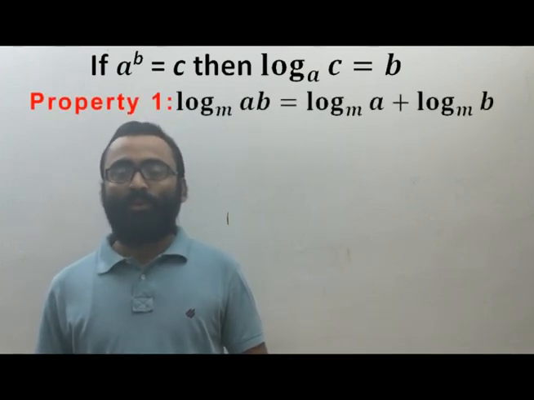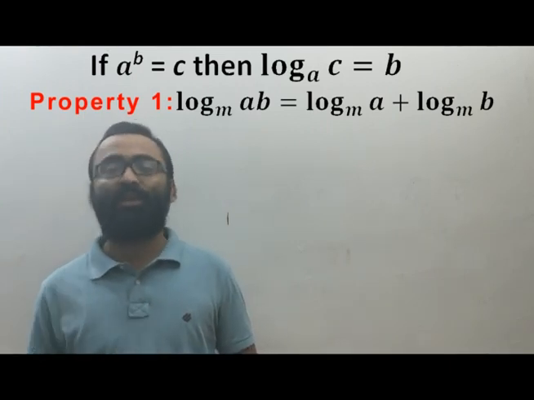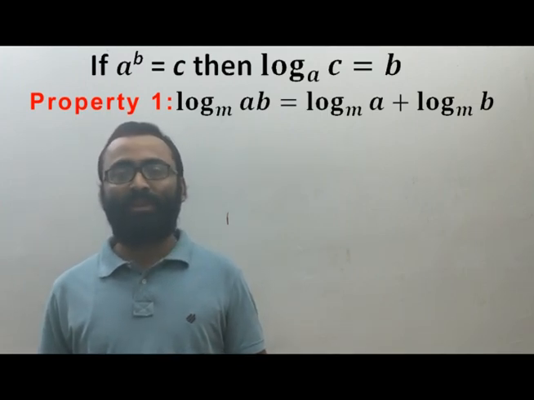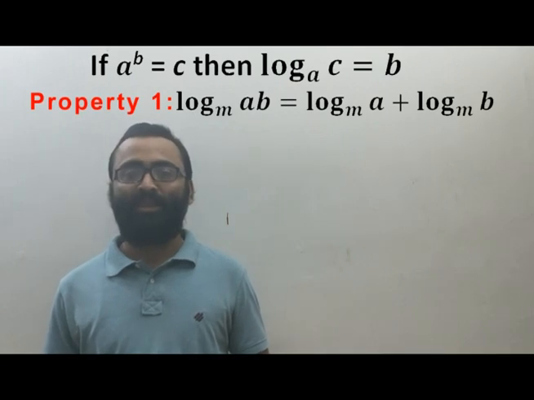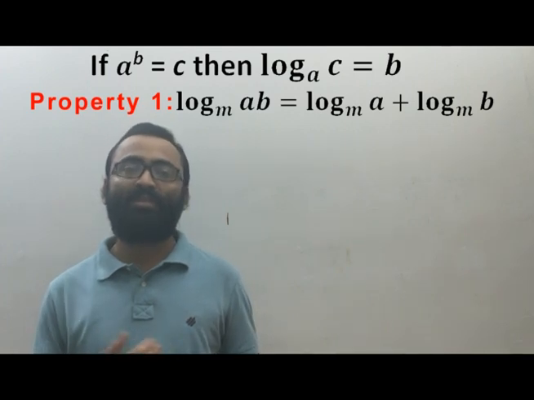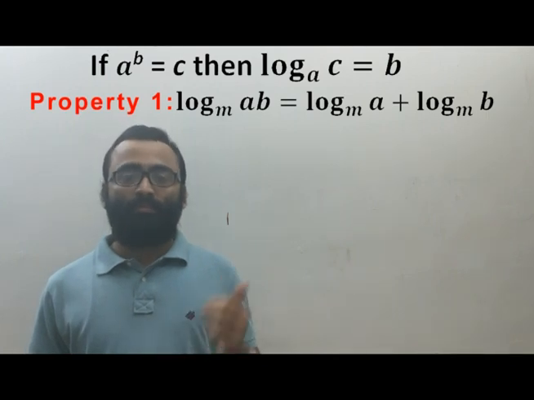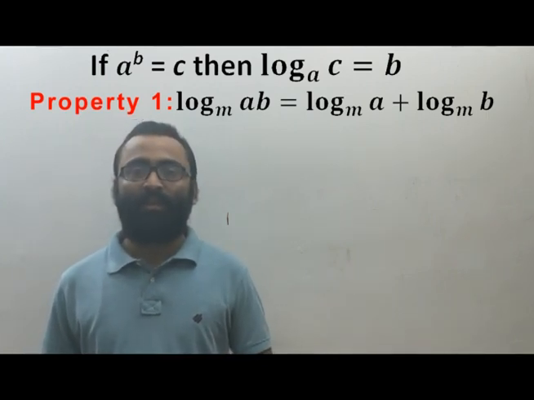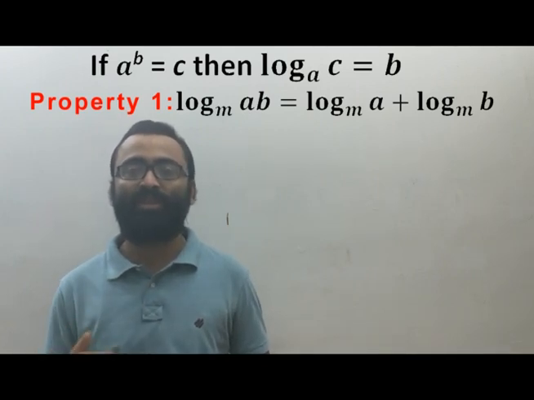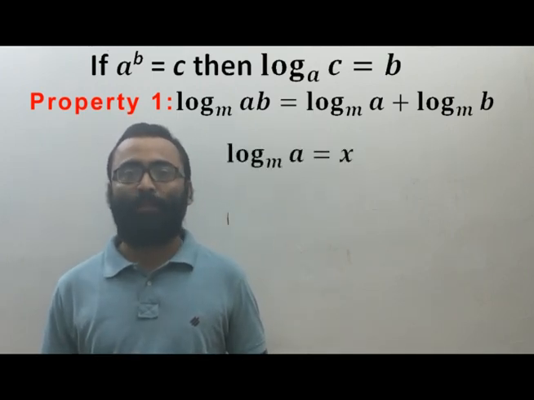Okay, so we will prove this property, and we will do everything with the help of this relationship. We have: a to the power b is equal to c means log of c with base a is equal to b. Both are the same, we have understood that. Now look at the right hand side: it is log of a with base m plus log of b with base m. Suppose log of a with base m is equal to x.